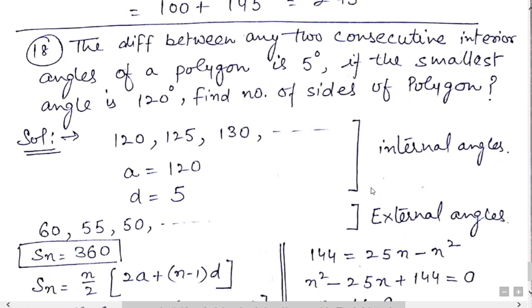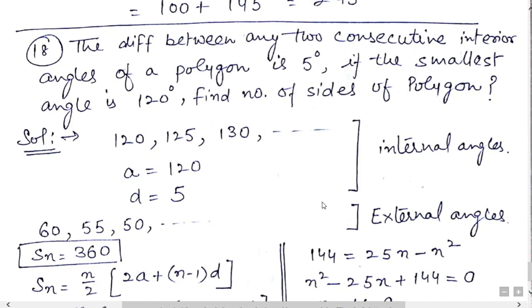This question is an important one. The difference between any two consecutive interior angles of a polygon is 5 degrees. If the smallest angle is 120, find the number of sides of the polygon. Suppose this is the condition: 120, 125, 130. These are basically the internal angles. A is equal to 120 in this case and d is equal to 5 in this case.